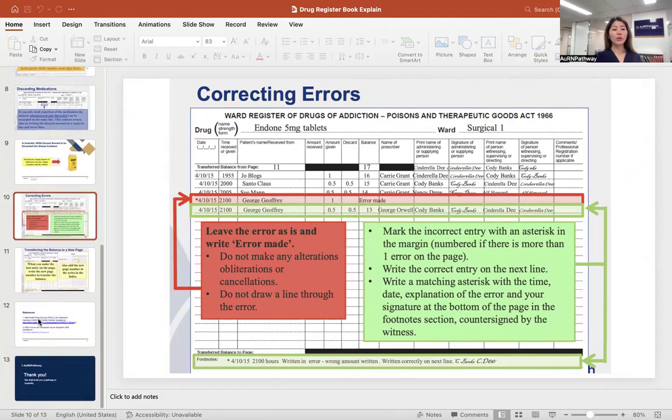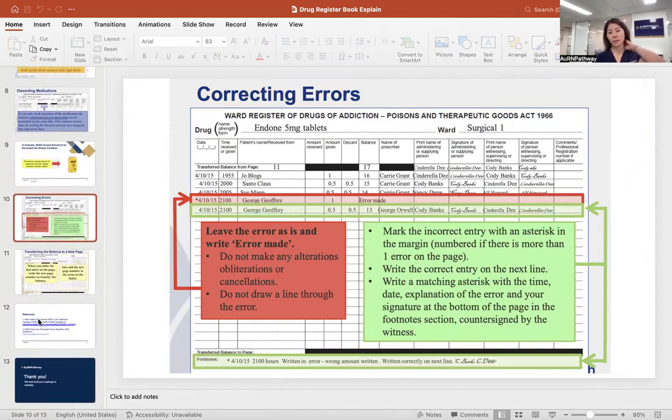Moving on, correcting errors. Just for example, you have written an error. The red one, just focus on the red one. Say you didn't mean to write that. You need to put error made, so written in error. You can also write that down.